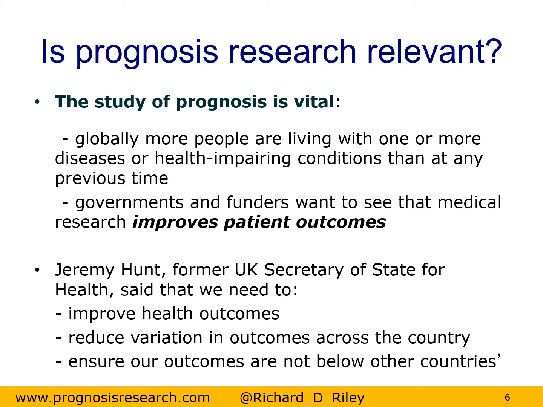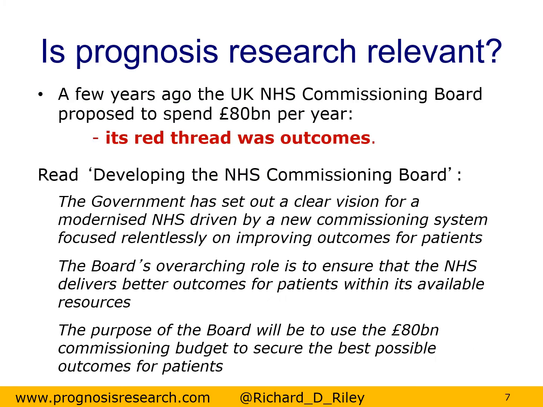When Jeremy Hunt was the UK Secretary of State for Health, he made it clear that the research needs to improve health outcomes, that we need to reduce variation in outcomes across the country to make different regions be more consistent with other regions, and we need to ensure that our outcomes as a country, in the UK for example, are not below those of other countries. This is evidenced by the NHS Commissioning Board document that was published a few years ago, which outlined how about £80 billion per year was to be spent, and the red thread was outcomes.